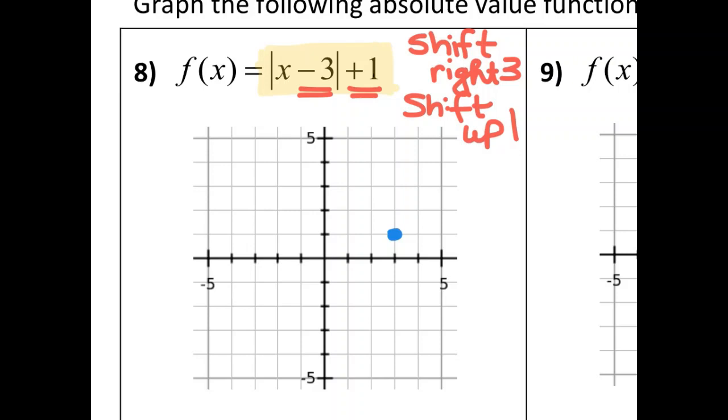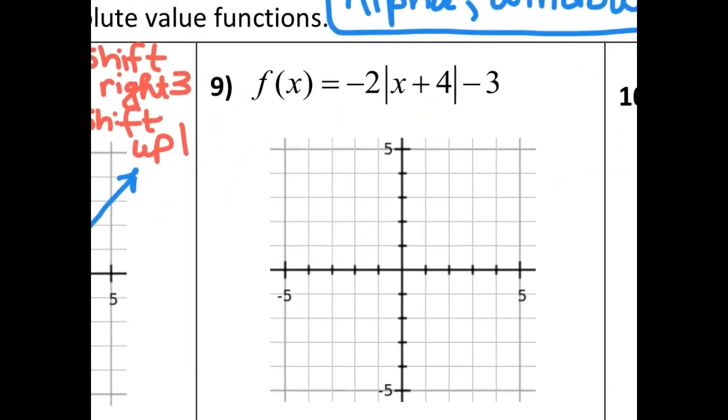Notice also that there's no a value and there's no negative sign in front. That means that your slope doesn't change from the parent function, and so your slope on the right is going to be 1, which is up 1 and over 1, and your slope on the left is going to be symmetrical to that slope, and so your slope on the left looks like that. And there's your absolute value of x minus 3 plus 1 graph.